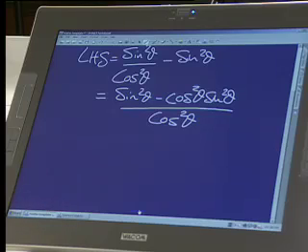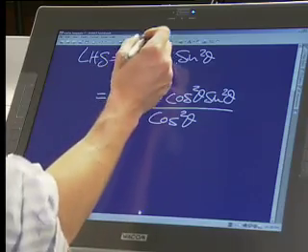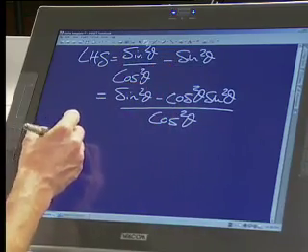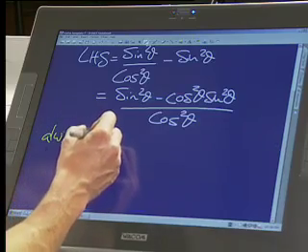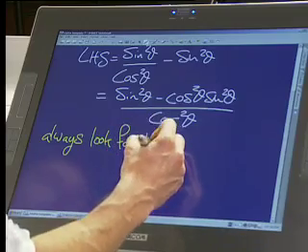What now? So simplify. Okay, I can't simplify any further. Look, I've got a sine squared and a cos squared, sine squared. So a good thing to do, you need to look for it. Always look for the factorization.